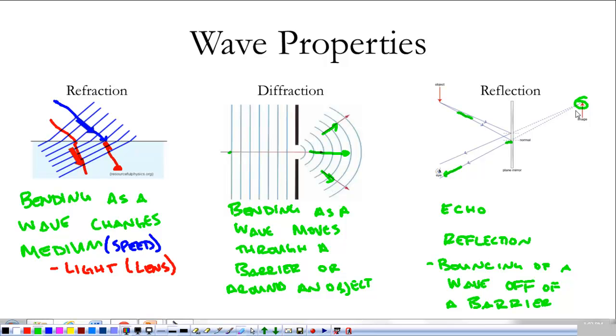These are the basic wave properties that we'll look at, and we'll mention them as we can, as we talk about strings, sound, and light. So, this is our introduction to waves.